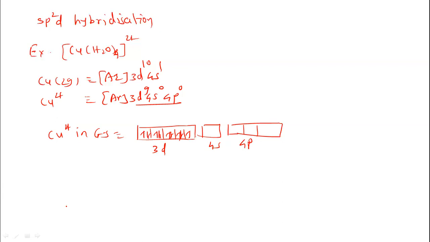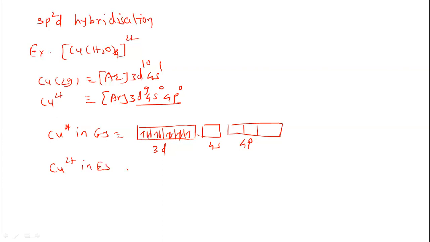Now in [Cu(H2O)4]2+, one s orbital and three p orbitals are vacant. So it is expected that it shows sp3 hybridization, but that is not true. This unpaired electron will be promoted to one of the p orbitals, and this d orbital becomes vacant in the excited state. So let us see copper 2+ in the excited state.